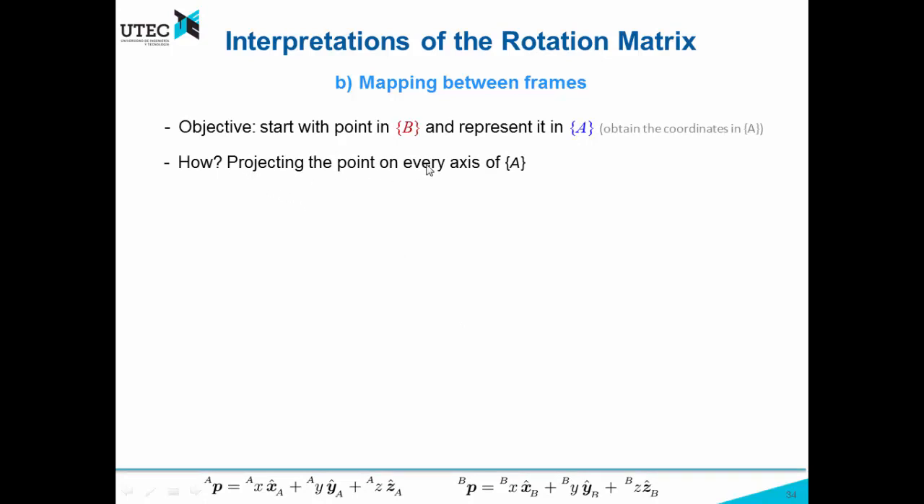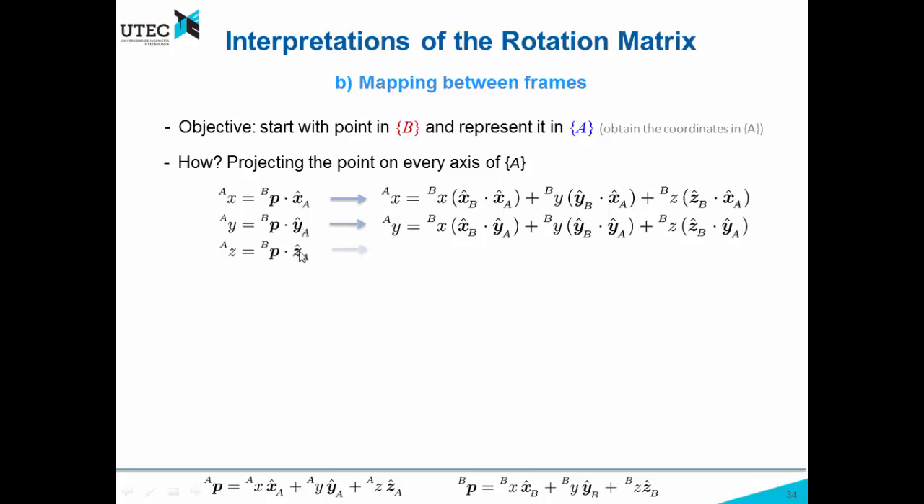Again, we have to project the point on every axis of A. So we project the point, we have point B, we are projecting this point B in A. If we project this point B in A, what we will obtain is the following. First, we should consider that this point P in B is given by this expression. So we want the dot product of this with XA. And the dot product will be this dot XA, this dot XA, and this dot XA. So we will get this expression. We do the same for all the coordinates of A. So for YA, we get this, and for ZA, we get this.